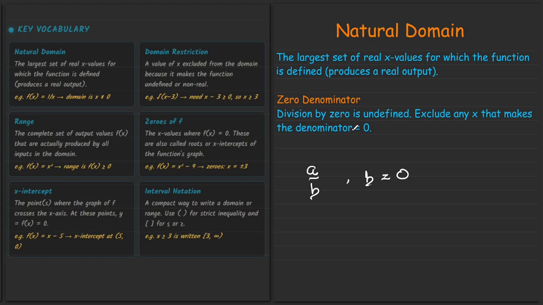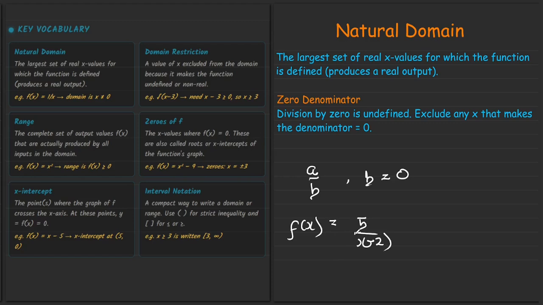As I said earlier on, when no restrictions are given, then we can directly say the domain is all real numbers. But when there are these restrictions, the first one being the zero denominator, then we say we exclude those values of x for which the denominator becomes 0. So for instance, if we have an f of x, which is equal to 5 over, let's say, x minus 2.